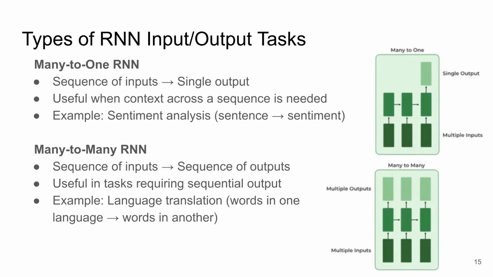Continuing with the other configurations. Third, many-to-one, a sequence of inputs mapped to a single output. This is useful when you need context across an entire sequence to make a decision. The example here is sentiment analysis. You read through a whole sentence and decide if it's positive or negative. Fourth, many-to-many, sequence to sequence. This is for tasks requiring sequential outputs, like machine translation, where a sequence of words in English becomes a sequence of words in French. Each configuration serves different real-world problems.